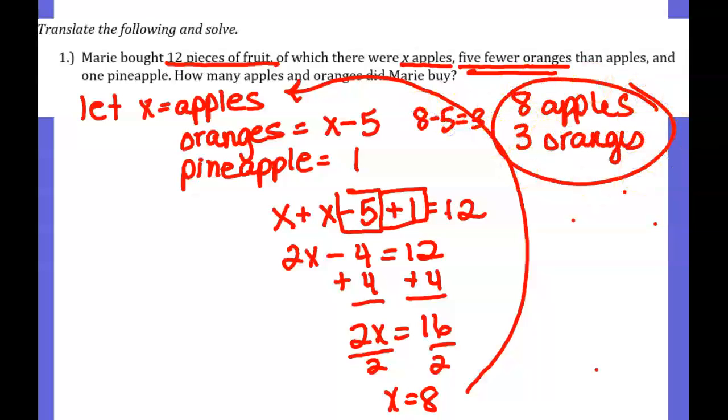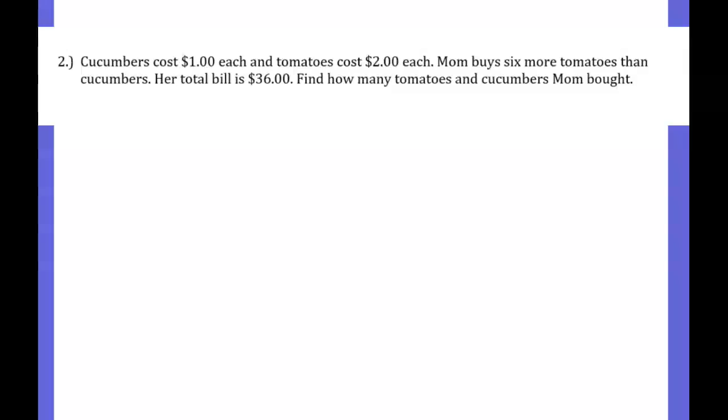Okay, moving on to number 2. Cucumbers cost $1 each and tomatoes cost $2 each. Mom buys 6 more tomatoes than cucumbers. Her total bill is $36. Find out how many tomatoes and cucumbers Mom bought.